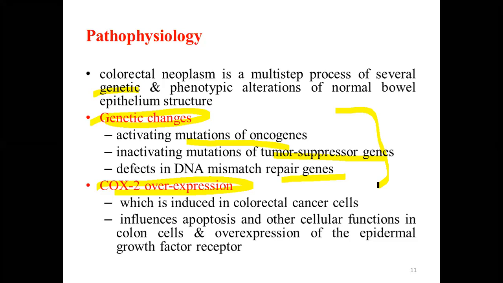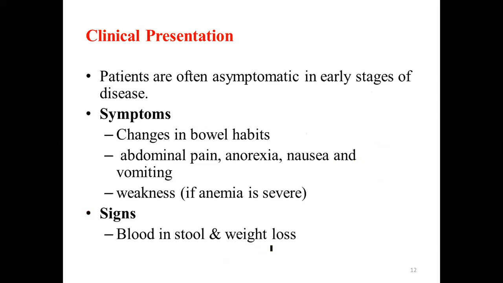And apart from that, COX-2 overexpression can induce colorectal cancer cells. So how? It influences apoptosis, programmed cell death, and other cellular functions in the colon cells, and overexpression of the epidermal growth factor receptor. In such a way, COX-2 overexpression is also involved in the pathogenesis of what? Colorectal cancer. So that is why NSAIDs have some role on this occasion.